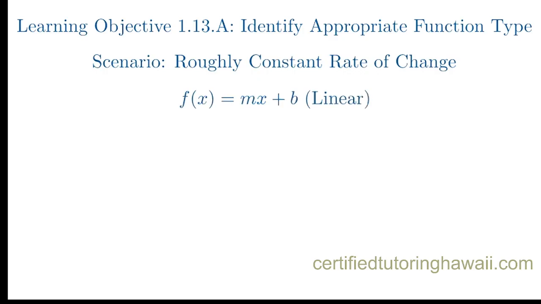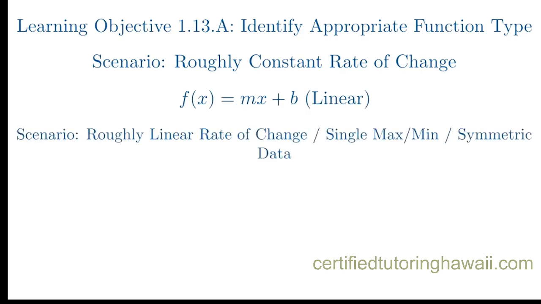So, a constant rate of change indicates a linear function, which we write as f of x equals mx plus b. Second, if the rate of change is not constant but is roughly linear itself, or if the data appears symmetric with a single high point or low point, you're likely looking at a quadratic function. A classic example is the height of a ball thrown straight up in the air. Its velocity, or rate of change of height, changes constantly due to gravity. The path it traces is a parabola, symmetric around a single maximum height. This changing rate, symmetric curve, or single maximum/minimum suggests a quadratic function, f of x equals ax squared plus bx plus c.